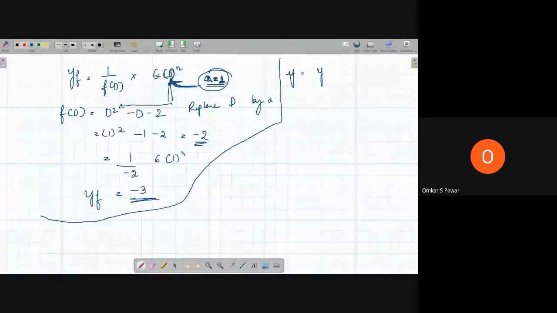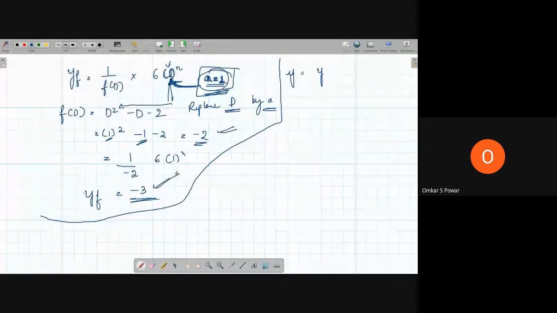Go back and see that one. Why did I replace it by minus 1 there? Their value was minus 1 there. Here the value of lambda, or the root, is 1. So I have replaced D by A, so your value of A is 1. Do not get confused. Go back, and when you solve the problem, you will get it.